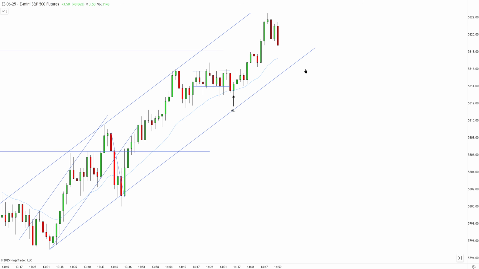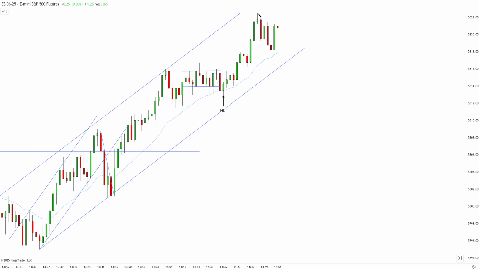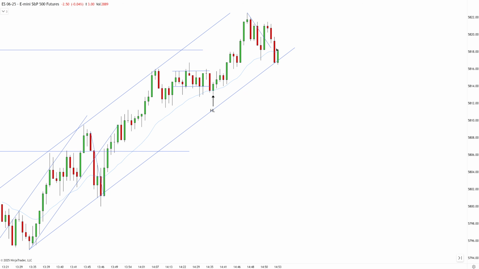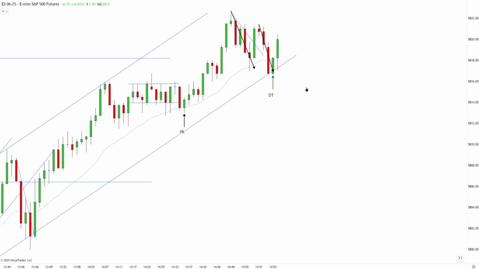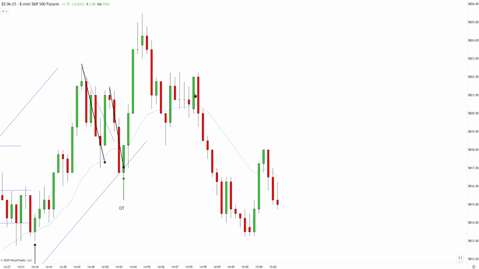Okay, market keeps working higher. First entry long, second entry long. Now we actually have double trap because we're closing above EMA. It visually looks like a 2 legs down, 1 leg down, break, second leg down. So this is a great high probability setup, double trap, confirming the secondary channel. And now the market is about to close.